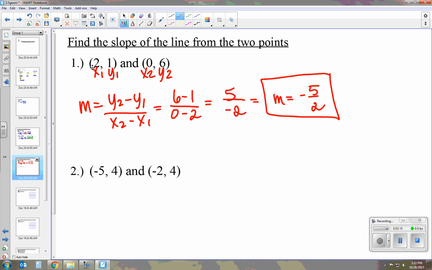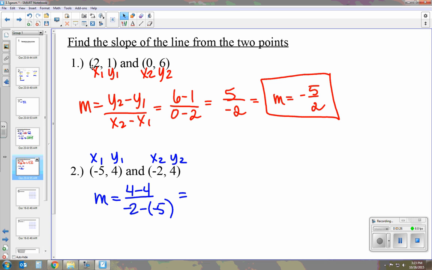Let's do that again. Label, and then plug in. We have 4 minus 4 over negative 2 minus a negative 5. That negative becomes a positive. So this should be 0 over 3. Now when the 0 is on top, it simplifies to be a 0 slope. A 0 slope.